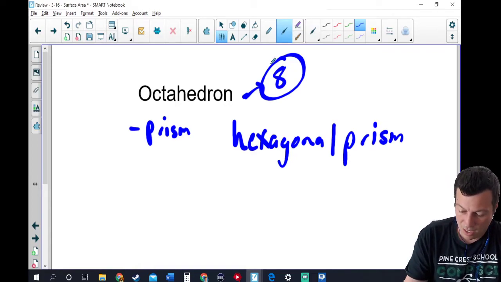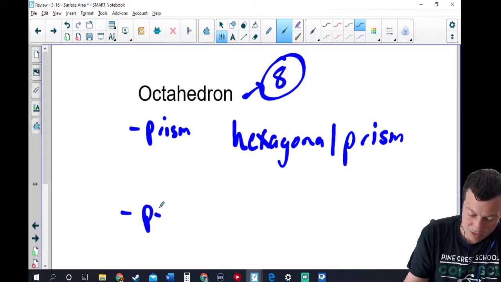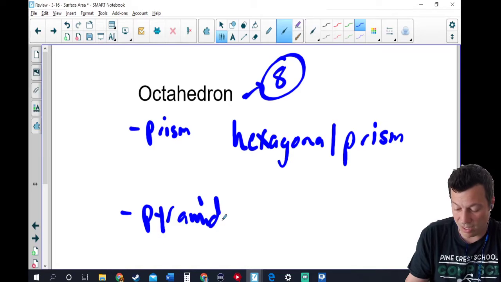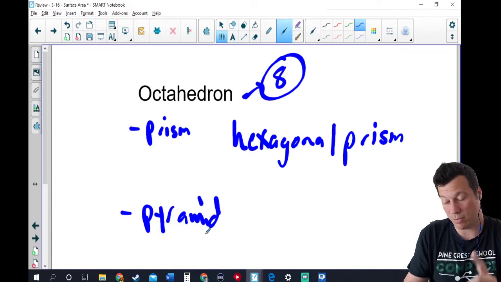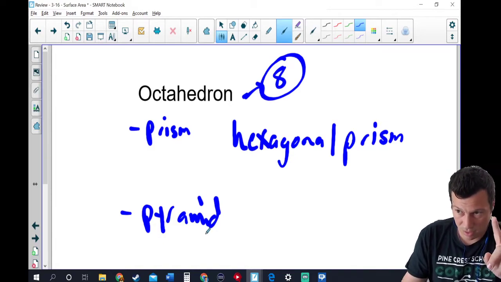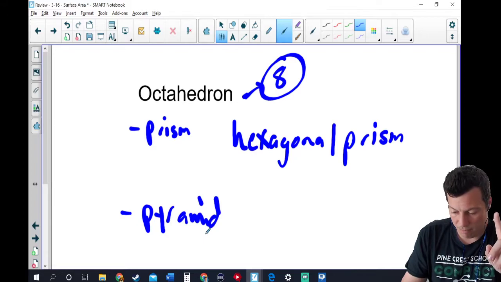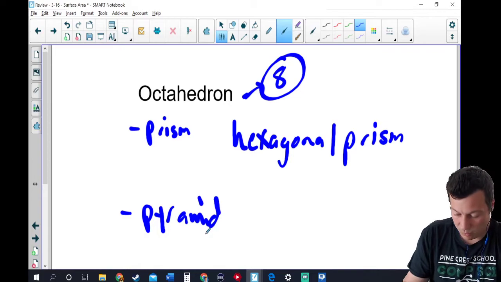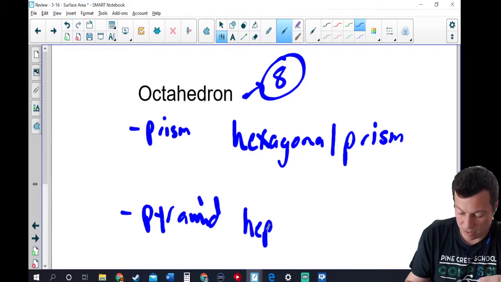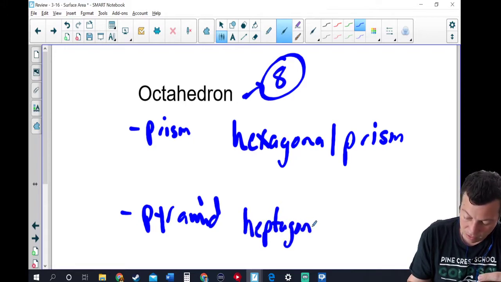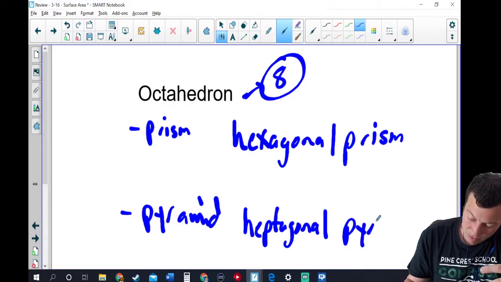All right? And then the same thing if we were naming this as a pyramid. Well, it still has 8 faces, but if the octahedron was a pyramid, we'd have one base. One of those 8 faces would be a base, and then from there you subtract 1 and get from octa to hept, right? So there are 7 lateral faces in our pyramid, so it would be a heptagonal pyramid. So just keep those in mind.